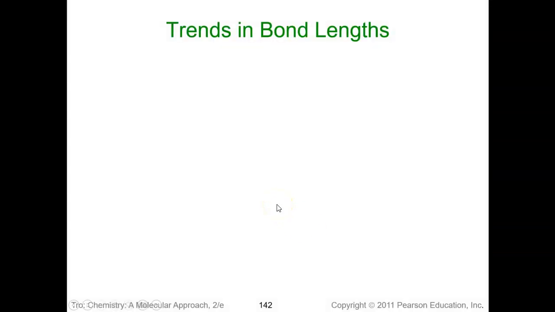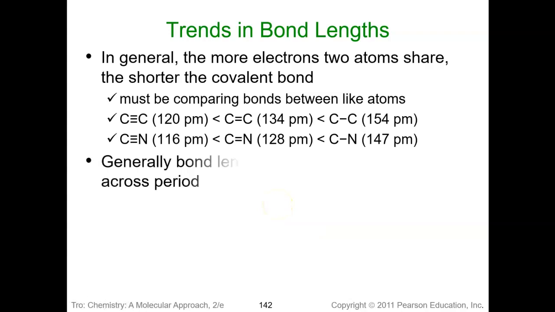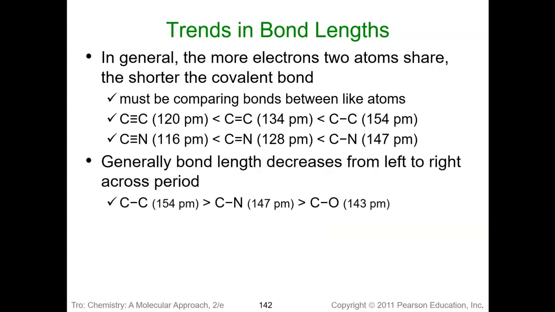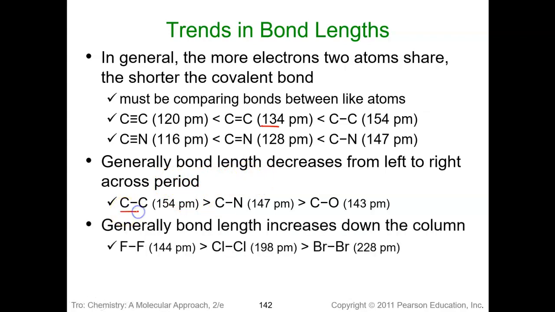Okay, now trends in bond length. So the difference between single, double, and triple bond. So the greater the bond, single, double, or triple, the shorter the bond is, and we're going to talk about that. So in general, you can see here a triple bond is shorter than a double bond is shorter than a single bond. And that holds true for same atom or different atoms. When comparing like atoms, bond length generally decreases from left to right. So you can see carbon-carbon is longer than the carbon-nitrogen, which is longer than the carbon-oxygen.